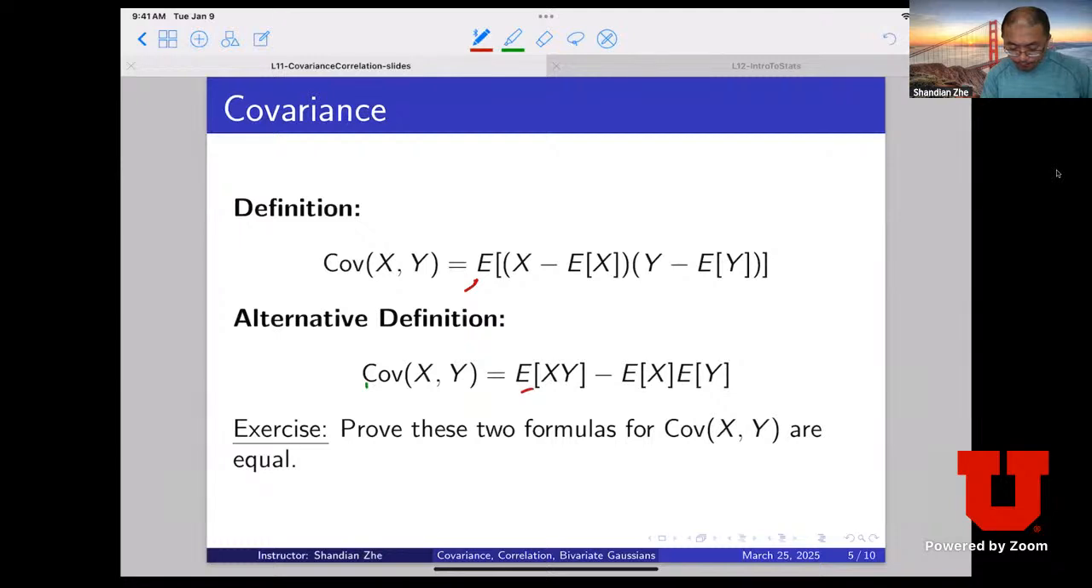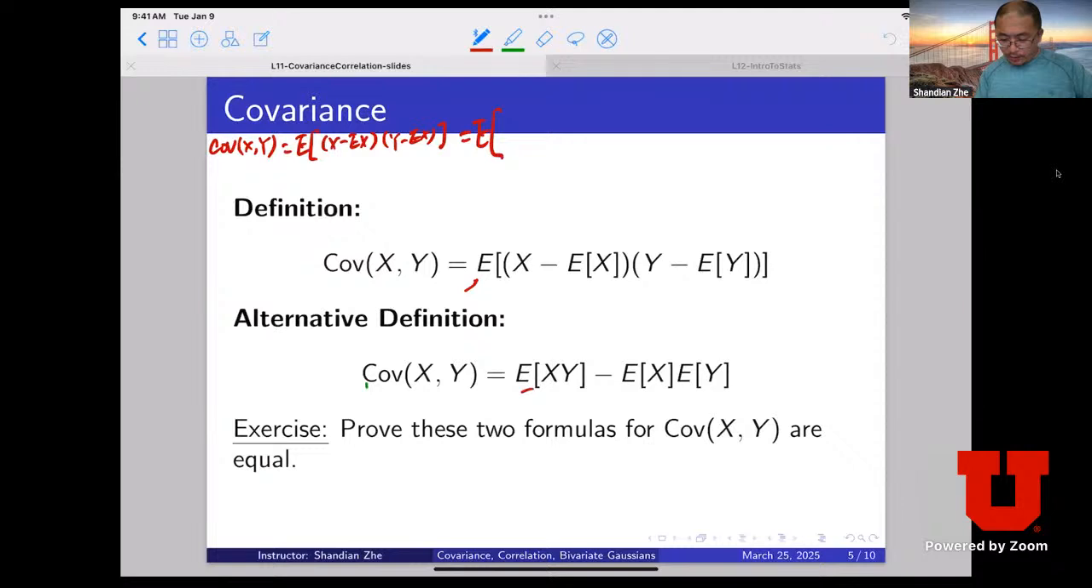So the covariance of X and Y is originally defined as the expectation of this product, right? So now we just expand this product, using the distributive law, and write it as a combination of 4 terms. I believe everyone has done this before, right? So let's do this.